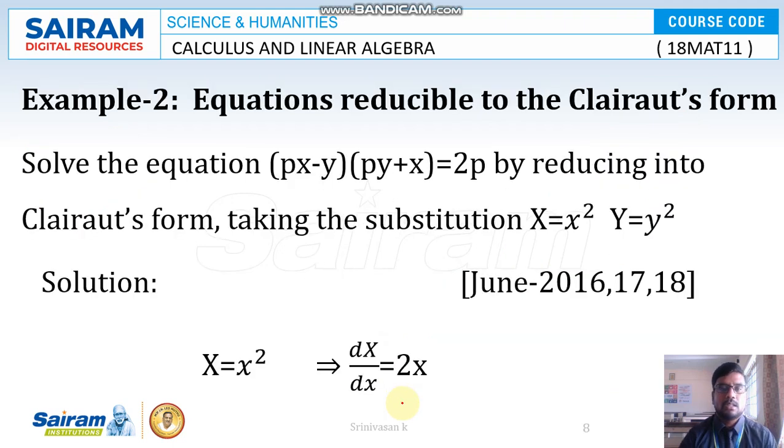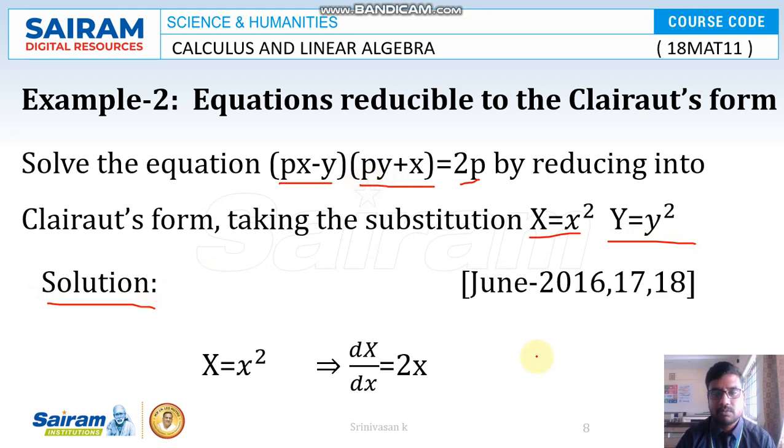Okay. Then the second problem, equation reducible to the Clairaut's form. Solve the equation px minus y into py plus x equal to 2p by reducing it into the Clairaut's form, taking the substitution capital X equal to x square and capital Y equal to y square. So we have to convert it to a Clairaut's form.